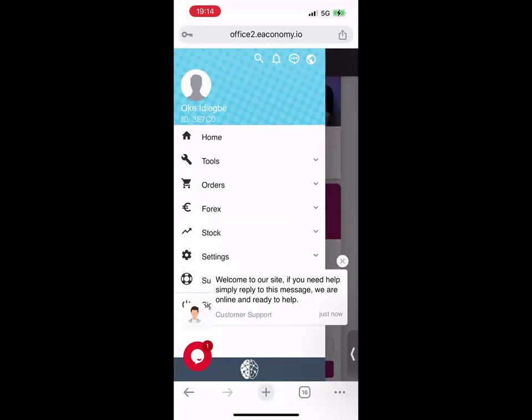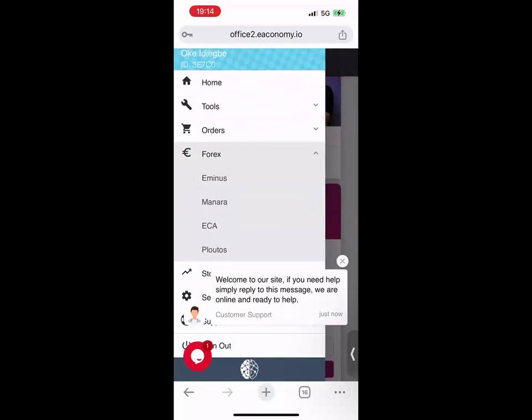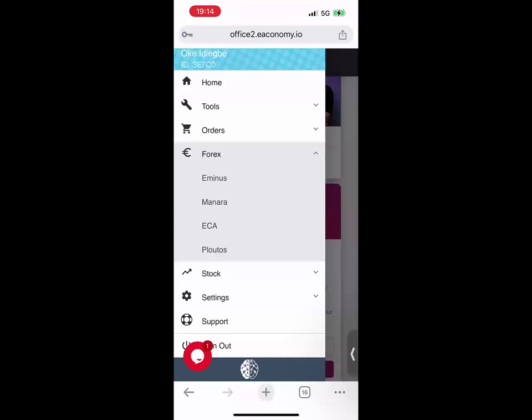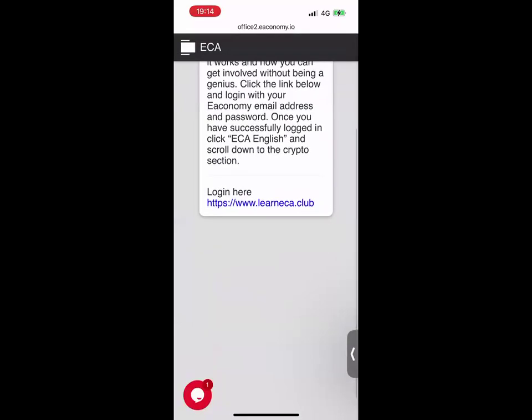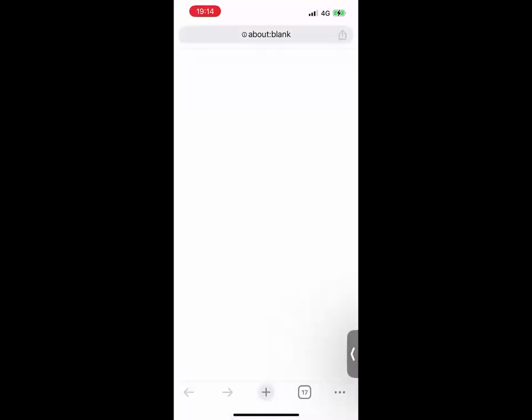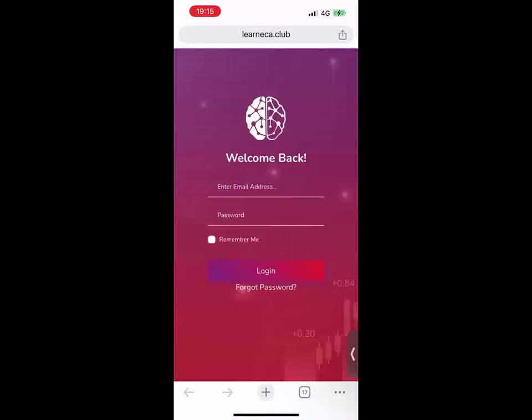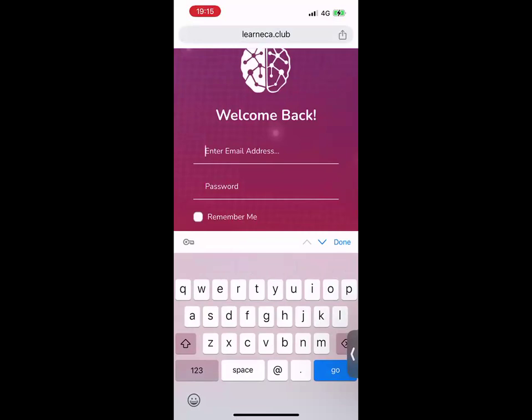Okay, so on here you have Forex stocks because you're in the elite pack. For those that are not, you have just Forex. So click on the drop down Forex. First things first, you're going to go to your ECA. So click on ECA. Now log into your ECA. So you put your email address and password.